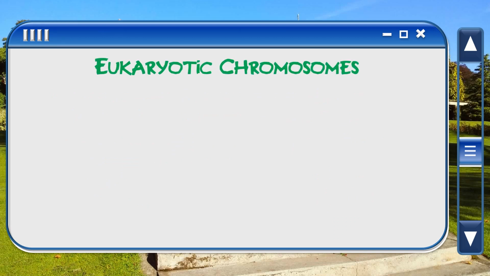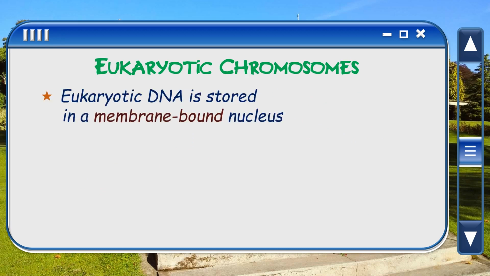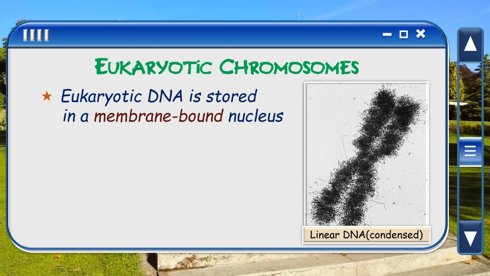Eukaryotic chromosomes. Eukaryotic DNA is stored in a membrane-bound nucleus. So eukaryotic cells have a nucleus, and inside the nucleus is where we find our chromosomes. The chromosomes are bound by a membrane called the nucleus. That is eukaryotic DNA.